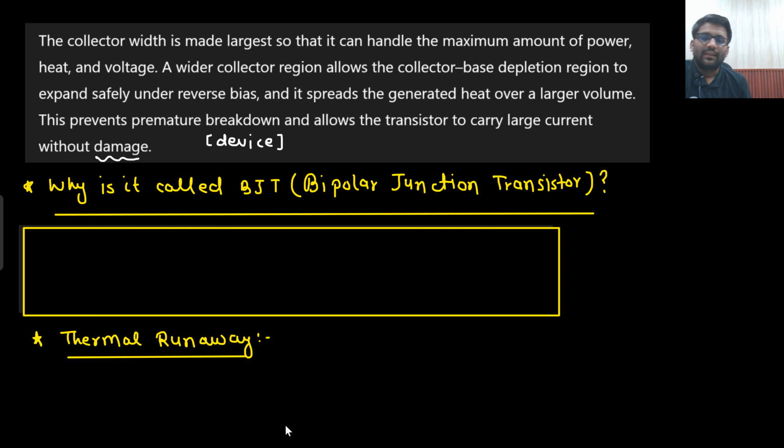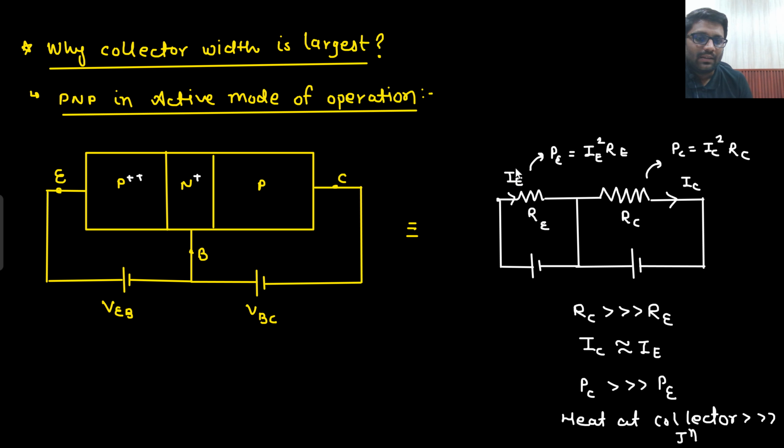Now, why is it called a bipolar junction transistor? So here what you can see, your power is being transferred from low resistance to high resistance. The word is transistor.